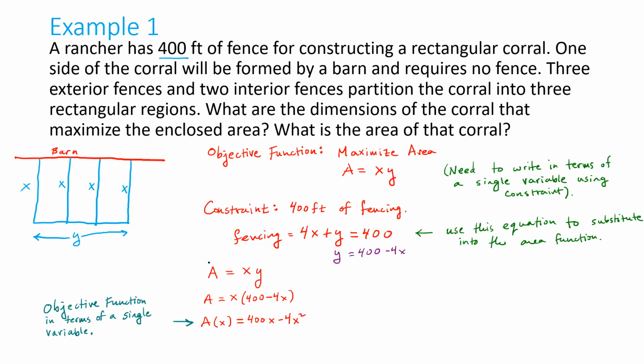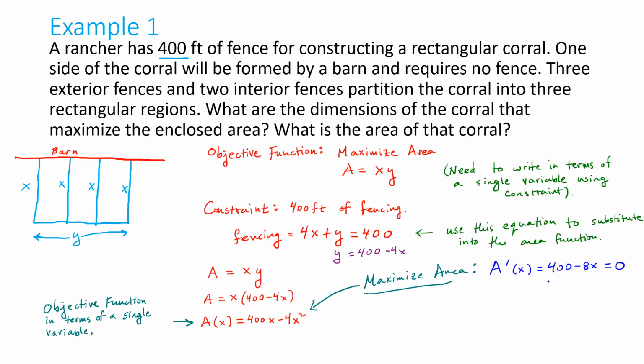Now we just rely on the techniques that we've done so far to find the maximum value of this function. Okay, so now our goal is to maximize area. So from here it's pretty simple. We find our critical points. Take the derivative, which will be 400 minus 8x. Set that equal to 0.